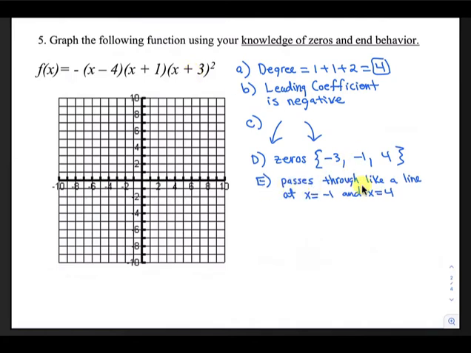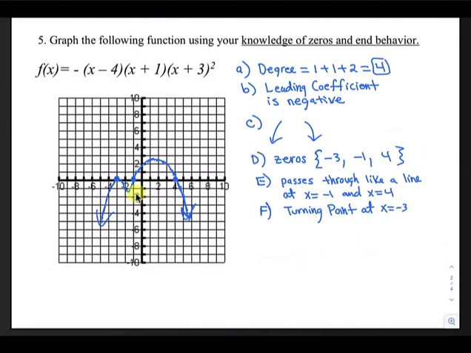Also, we know that it passes through like a line at x equals negative 1 and x equals 4. That's because the factor of x plus 1 is raised to the first power, and the factor of x minus 4 is also raised to the first power. So that means it must be crossing negative 1 and positive 4 like a line. We also know the turning point. The turning point is going to be at negative 3 because the factor of x plus 3 is raised to the second power. So there must be a turning point at negative 3.